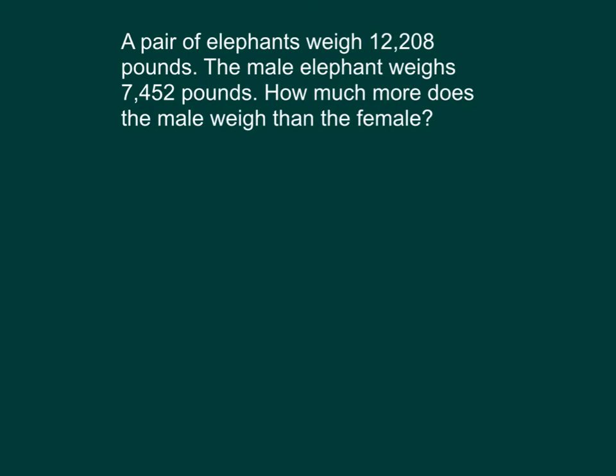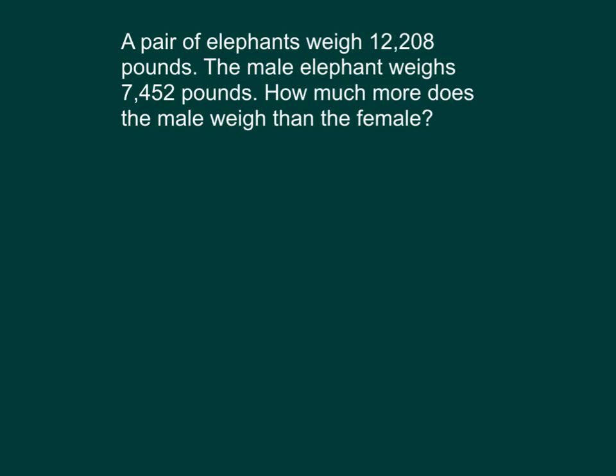A pair of elephants weighs 12,208 pounds. The male elephant weighs 7,452 pounds. How much more does the male weigh than the female? We see that phrase again, how much more. So we know that this is a comparison problem. Who is this problem about? Right, a pair of elephants. And how many elephants are there? A pair, or two. There's one male elephant, and there's also one female elephant.